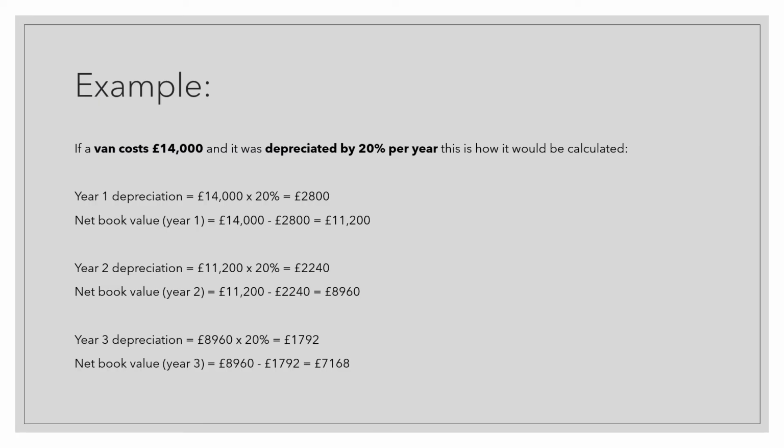For example, if a van were to cost £14,000 and it was depreciated by 20% per year, this is how it will be calculated. The year 1 depreciation would be £14,000 times 20%, which would equal £2,800. And the net book value for year 1 would be £14,000 minus the £2,800, which will be £11,200, and do that for each year.